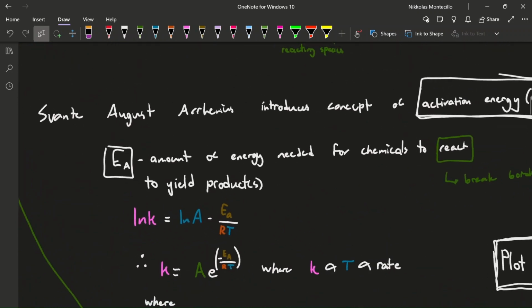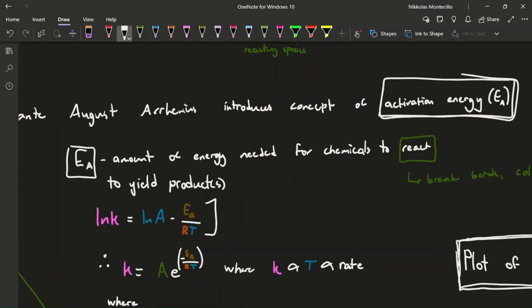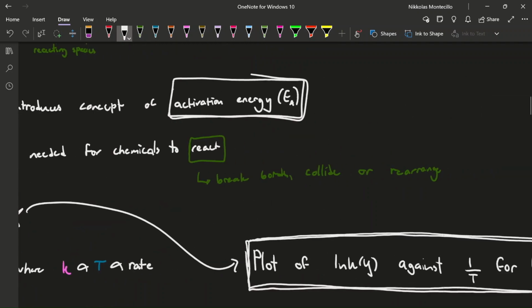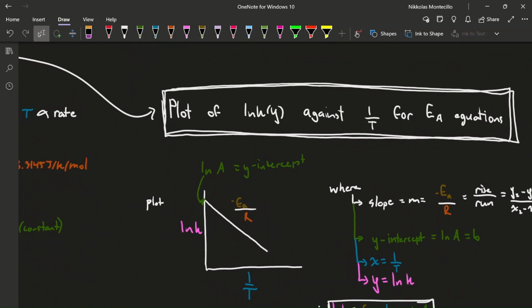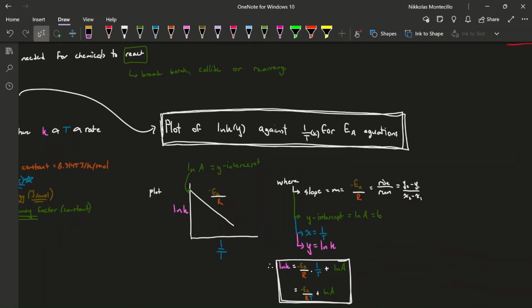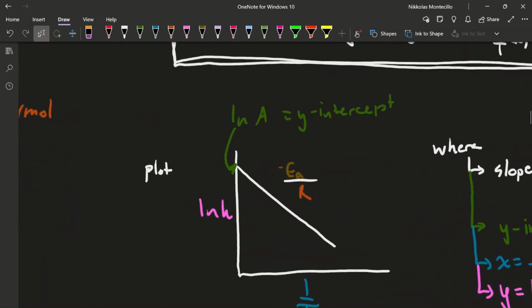Now, when choosing to use one of these two forms, generally speaking, this form here is used for graphs where we want to plot the natural logarithm of k, which is the y variable, against the inverse of temperature, 1 over T, which is x, for activation energy equations. So here's the graph.